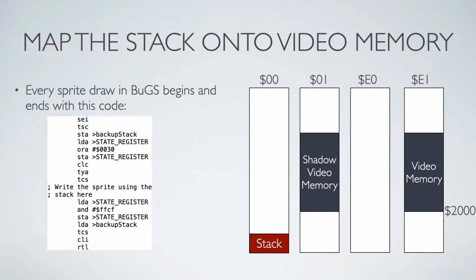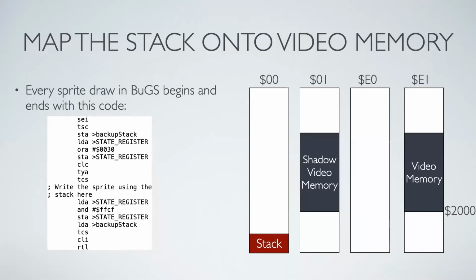First, interrupts are disabled. If we were to handle an interrupt, the processor would push its state to the stack. Since the stack is going to be in video memory, we definitely do not want the video memory to be corrupted because some interrupt occurred, so we disable them. The next 2 instructions save the current stack pointer to a location called backup stack. And then the next 3 instructions cause writes to the stack in bank 0 to be redirected to bank 1.